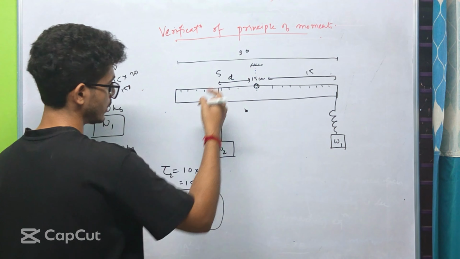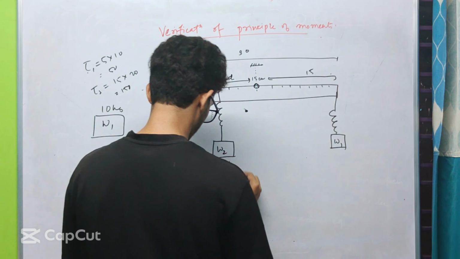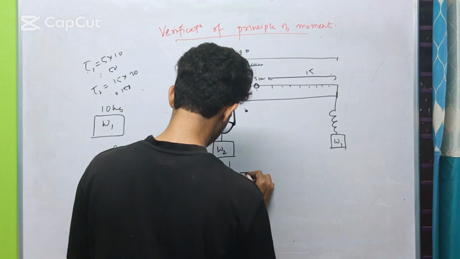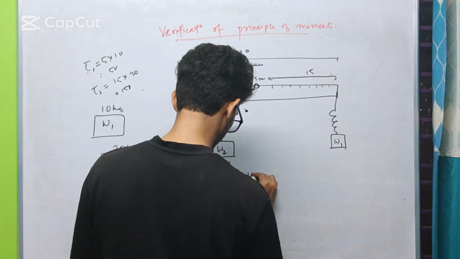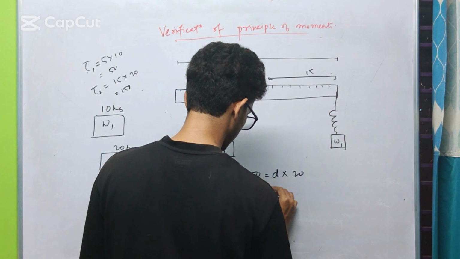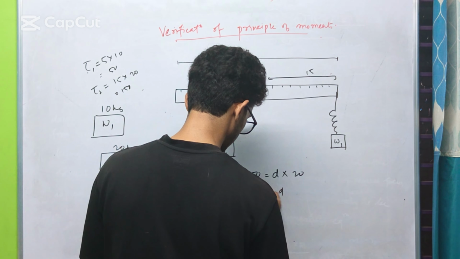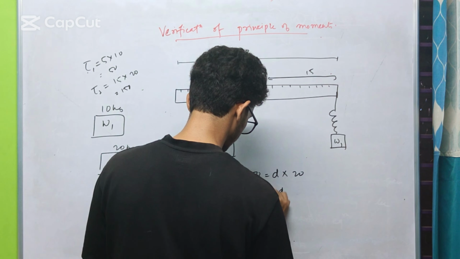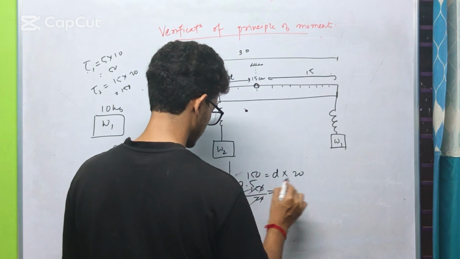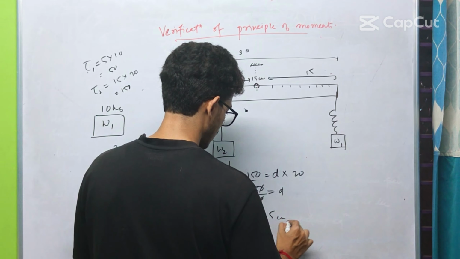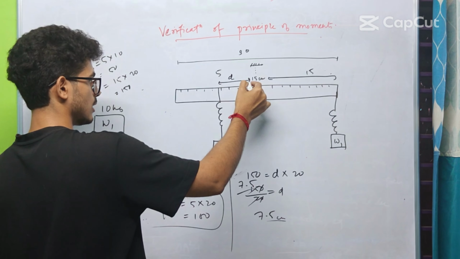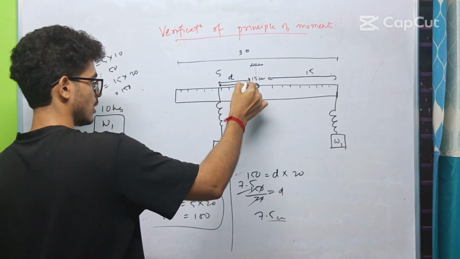Now if you want to get the distance where we will hang it to make it static, we put the formula as tau 1 is equal to 150 is equal to d into 20. Then we get d as 150 by 20. D will be 7.5. Okay, so d will be 7.5 centimeters from this point.